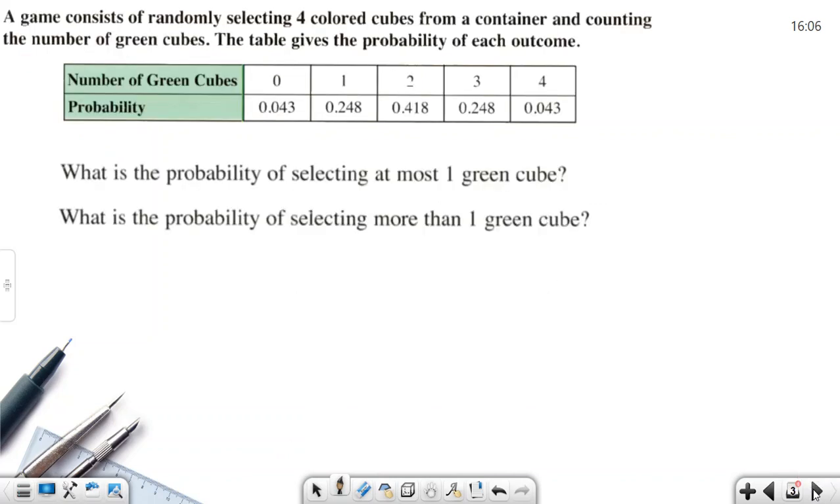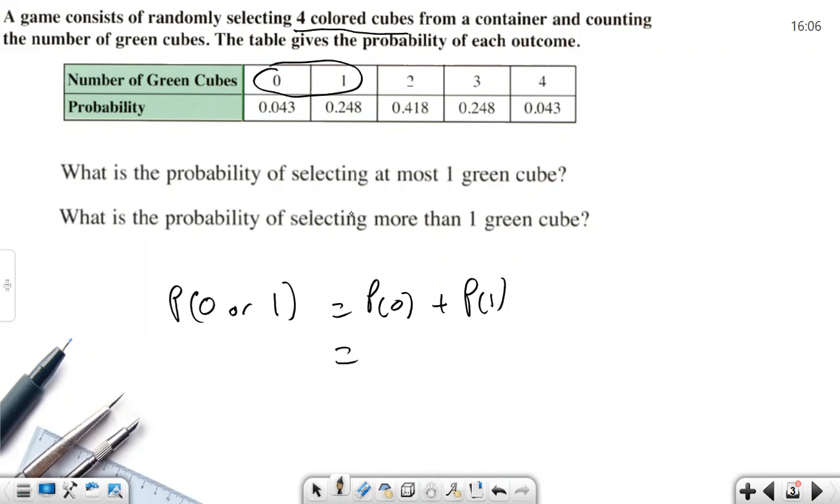Let's continue. A game consists of randomly selecting 4 colored cubes from a container and counting the number of green cubes. The table gives the probability of each outcome. What is the probability of selecting at most 1 green cube? At most 1 green cube, it can be 1 or 0. So these 2 are what the question is asking about. What can I say? Probability of 0 or 1.